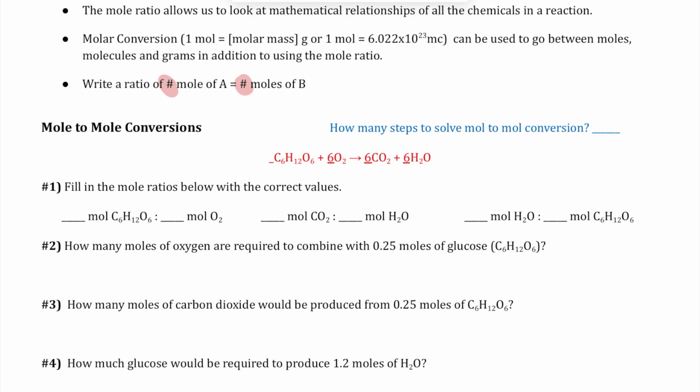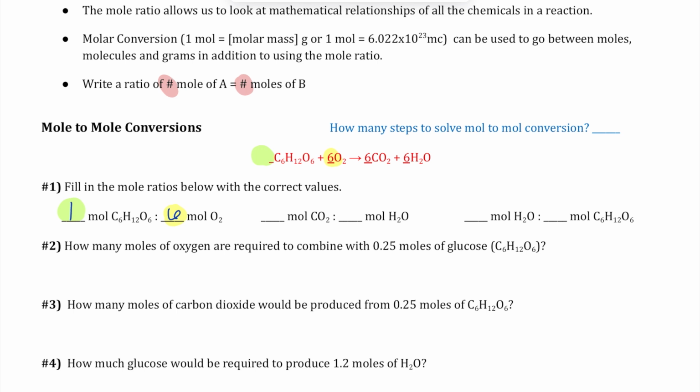If we look at how many moles of glucose, C6H12O6, is to a ratio of moles of oxygen, once we have that balanced chemical reaction, we look at those coefficients. Remember, if we don't have a coefficient written, that represents 1. So 1 mole of C6H12O6 to, now we look at our oxygen, 6 moles of O2, would be the mole ratio between those two.